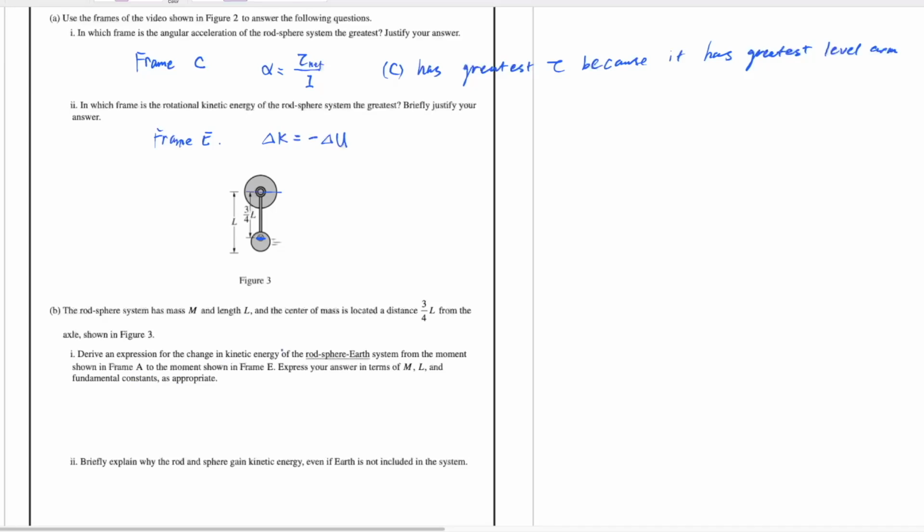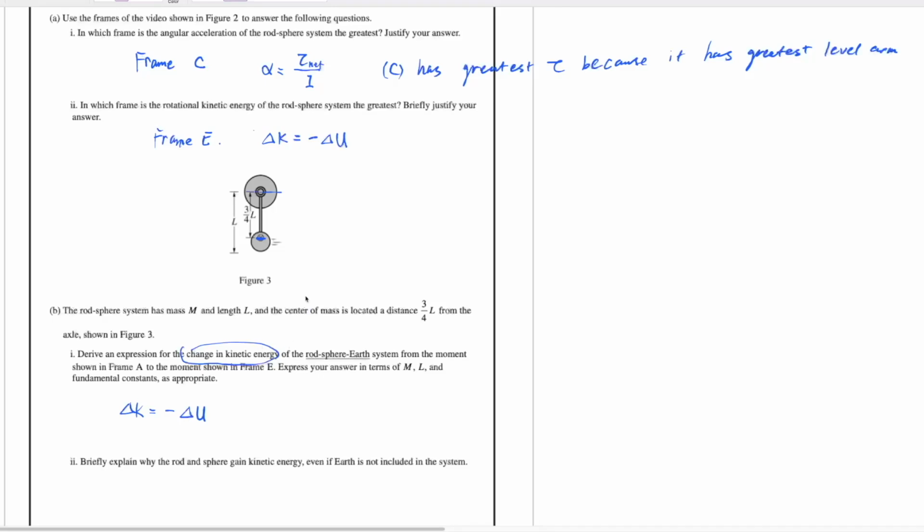So we want to find the change in kinetic energy. From part A, we know the change in kinetic energy is the negative change of potential energy. This is because mechanical energy is conserved. Change in potential energy is related to the change in height of the center of mass. So in the final position, the center of mass is 3/4 L below the axle. For the initial position, it was like here. The position is 3/4 L above the axle.